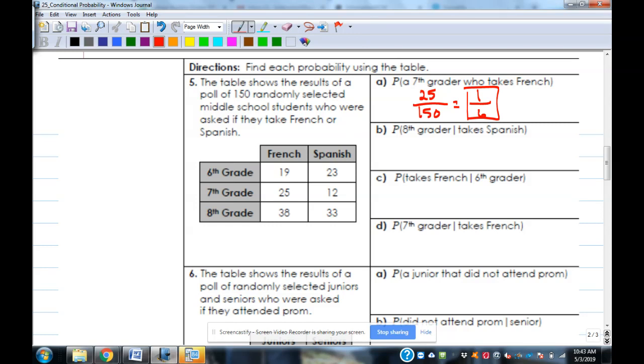Probability of picking a 7th grader who takes French is 1 out of 6. If we pick from that 150, that's the probability of picking somebody that's in 7th grade that takes French. B part does have a given. It's got the bar in the middle of it. So that we know that we're going to narrow this down some. It says probability of picking an 8th grader given that they take Spanish. That's what the bar means, given that they take Spanish. So that means what part of this chart is the total? Just the Spanish, everybody that's in Spanish. Okay, so total 23, 12, and 33.